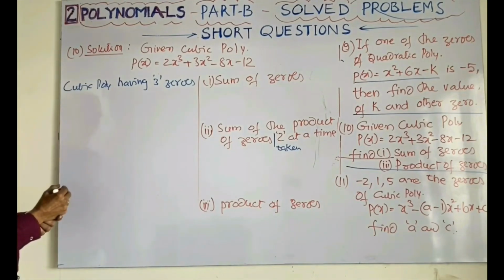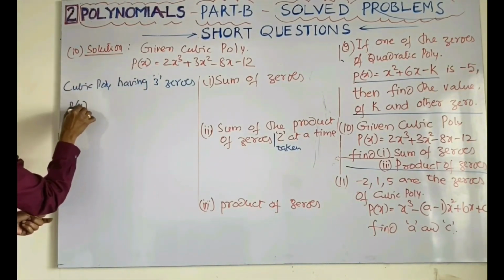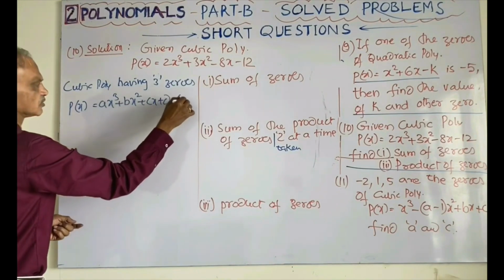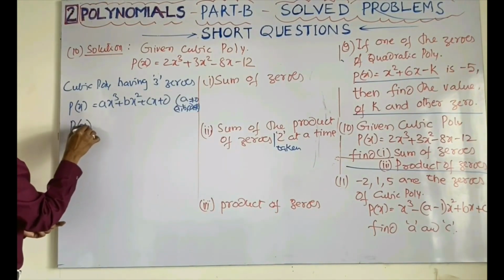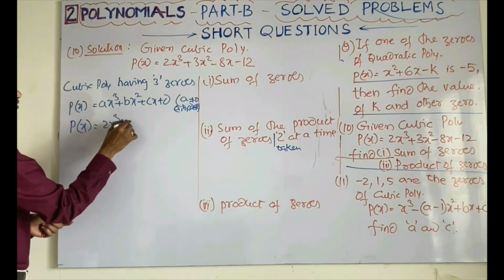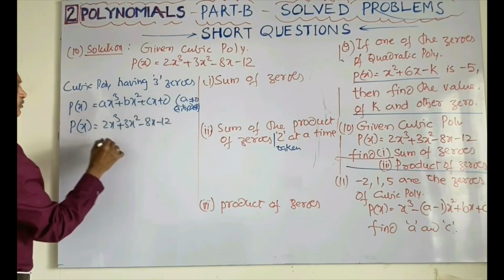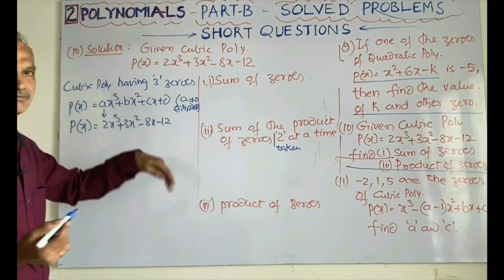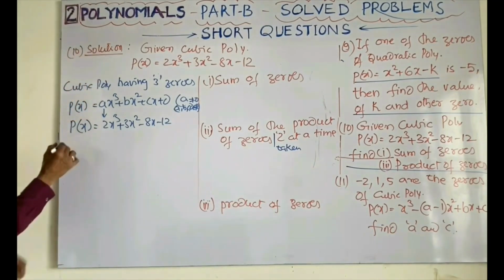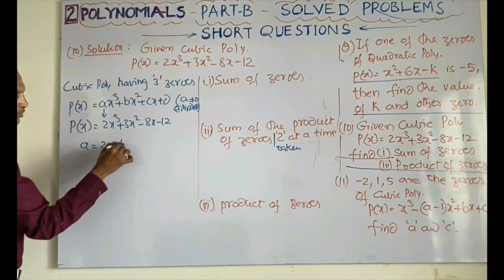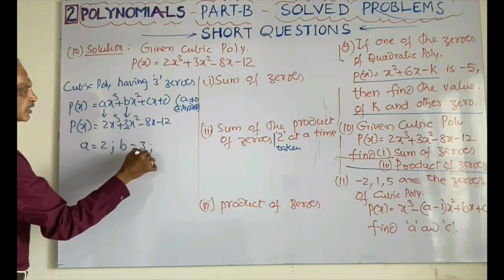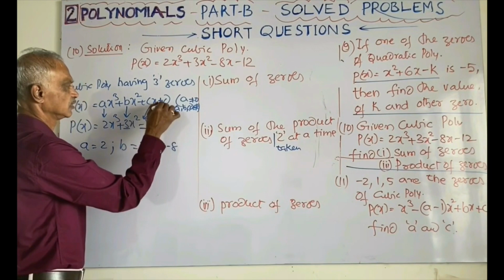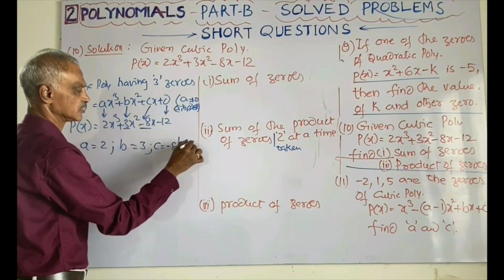Let the zeros be alpha, beta, gamma. The cubic polynomial is of the form ax cube plus bx square plus cx plus d, where a is not equal to 0. Here P of x is 2x cube plus 3x square minus 8x minus 12. A, B, C, D are the coefficients of the variable x. So A is equal to 2, B is equal to 3, C is equal to minus 8, D is equal to minus 12.